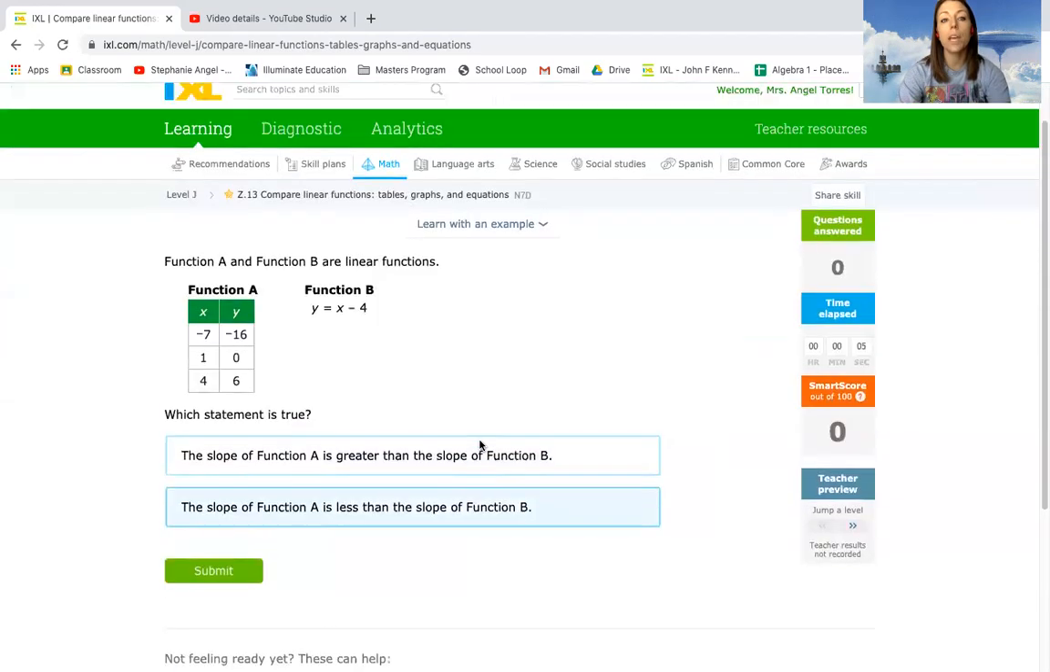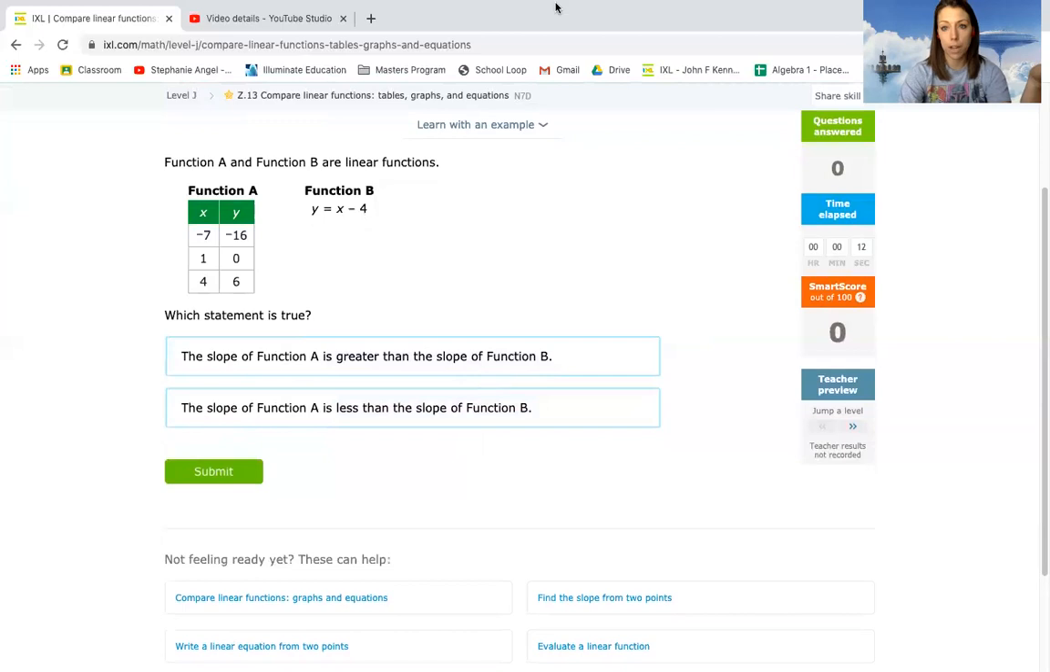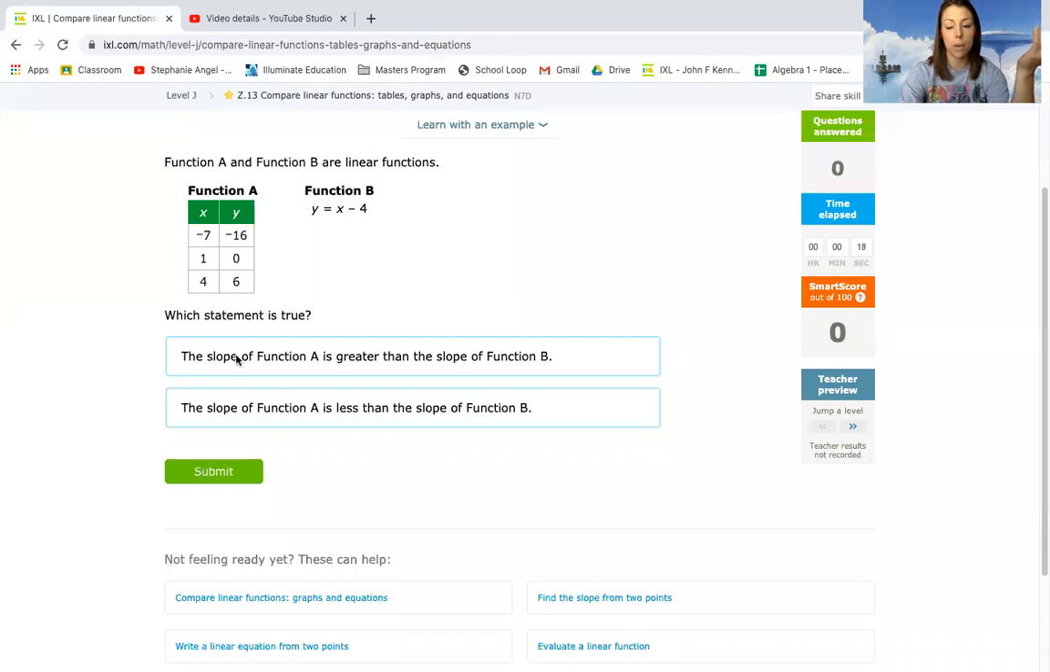Okay, so we are comparing, okay? That is the key word here. We're going to be comparing functions. So you're going to be given two functions in each of these, and most of these are multiple choice questions, okay? So it's either going to be one or the other. So function A and function B are linear functions. Notice that for function A, they give us the table of the function, and for function B, they give us the equation. So these are two completely separate, different linear functions, okay?